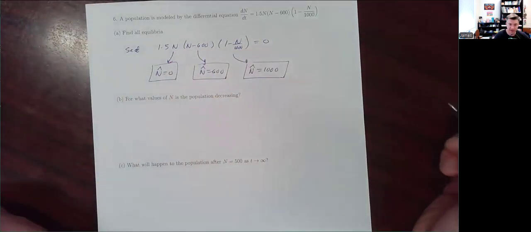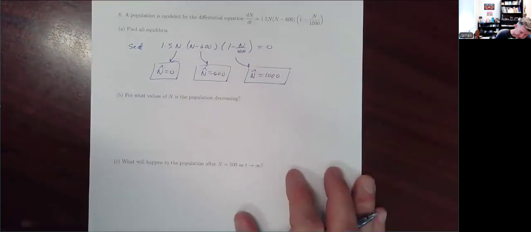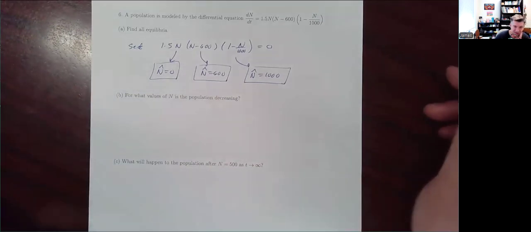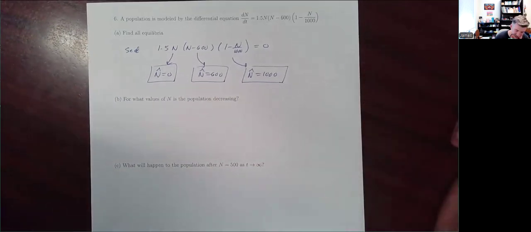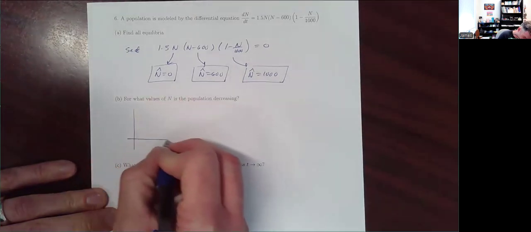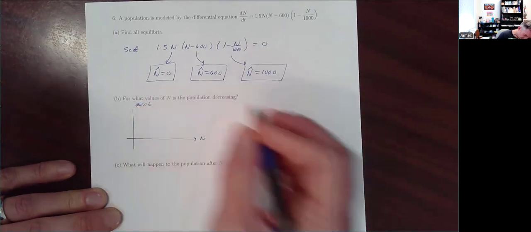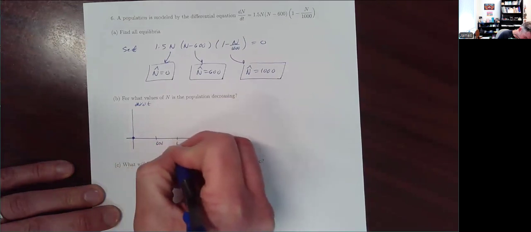For what values of N is the population decreasing? So when is this derivative negative? Well, it's probably the easiest to figure this out by actually drawing the phase plot again. So if I draw the phase plot here, and dN/dt. And I have equilibrium at 0, 600, and 1,000.